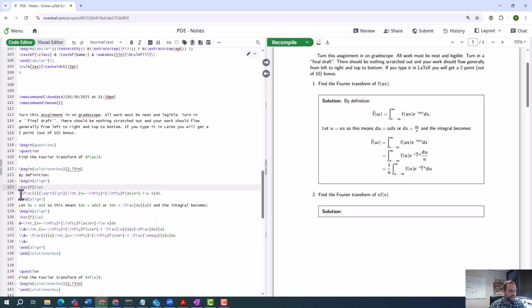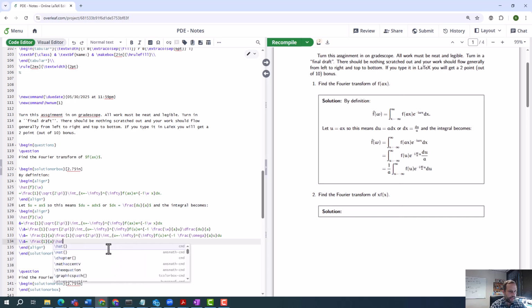Okay. Everything is going to stay the same, except I need to write this. So I'm going to have it here. I'm going to have it here. I'm going to have it here. And then this is equal to 1/a, and then it's going to be equal to WA. Okay.